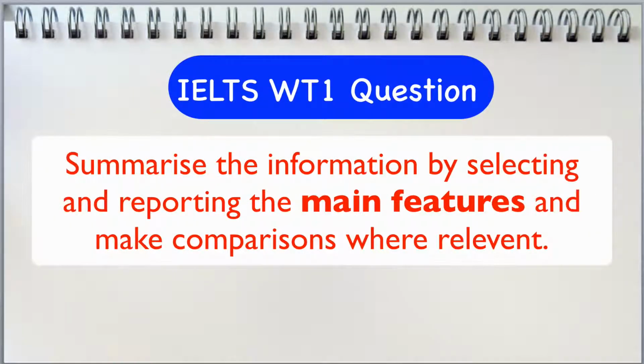IELTS do not want you to describe every single detail in the visual representation. That's very important. They make this very clear in the question. Summarize the information by selecting and reporting the main features and make comparisons where relevant. So, if you haven't spotted it, you are required to only write about the main features.